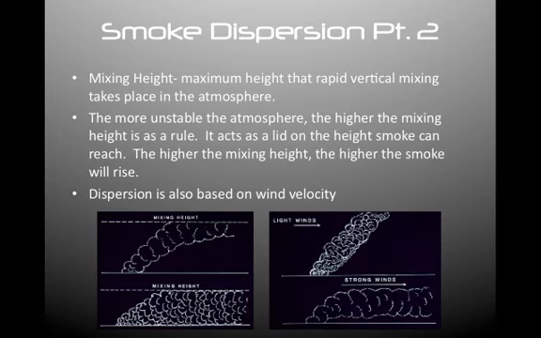The mixing height is the maximum elevation smoke will exist in the atmosphere. The more unstable the atmosphere is, the higher the mixing height will be. Wind velocity is also important. The faster the velocity, the quicker the smoke will disperse.